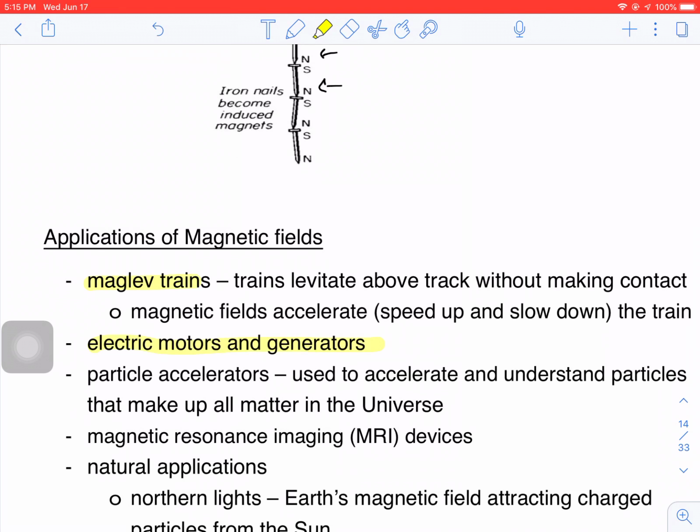We use magnetic fields in particle accelerators, such as the one at CERN in Switzerland.